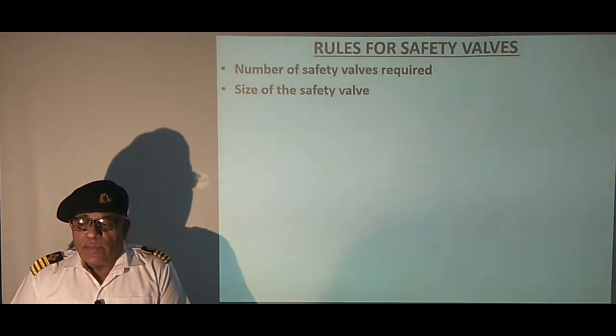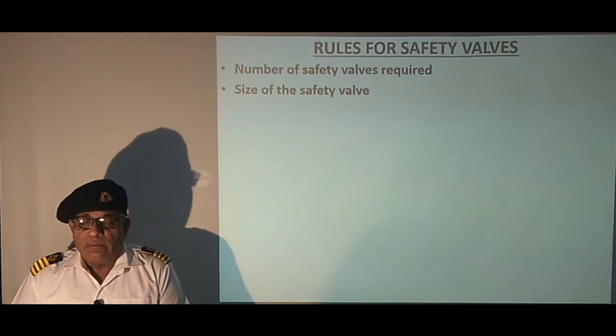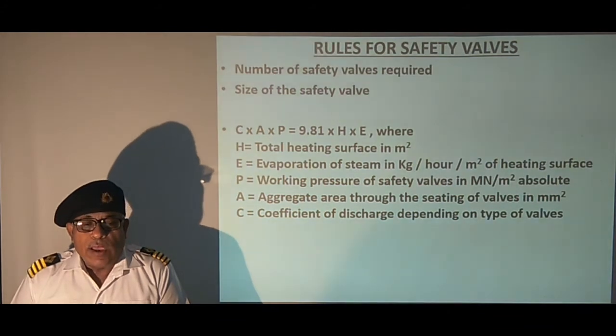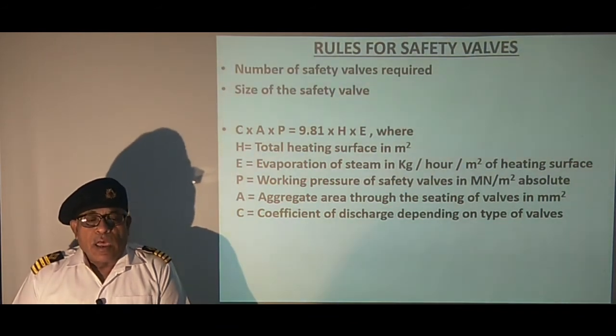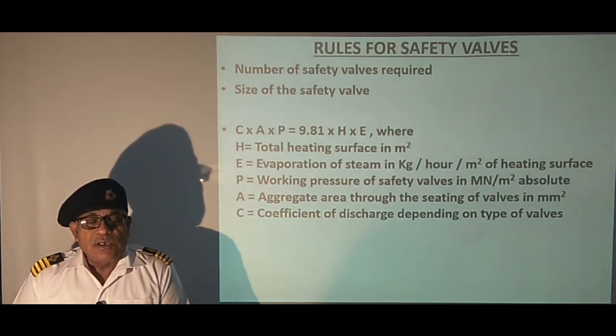The size of the safety valve must not be less than 38 mm in diameter, and the area of the valve can be calculated from the formula C into A into P is equal to 9.81 into H into E, where H is the total heating surface in meter square, E is the evaporation of steam in kg per hour per meter square of heating surface, P is the working pressure of the safety valves in meganewton per meter square absolute, A is the aggregate area through the seating of the valves in millimeter square, and C is the coefficient of discharge depending on the types of valves.